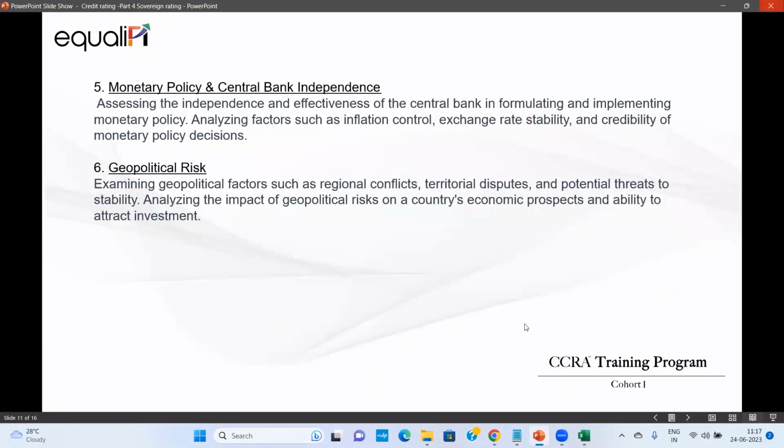Yeah. The last two important points are monetary policy and central bank independence. Just quickly go through this. I'll be back in 1 minute.